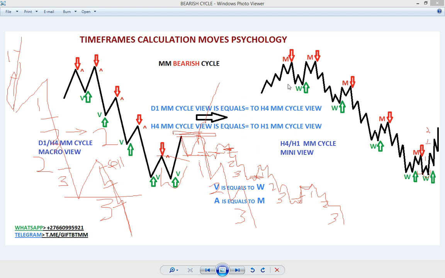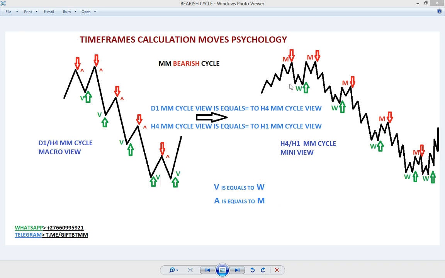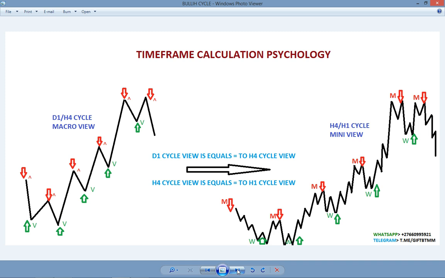Okay, let me clear this out and go to the bullish cycle. It's the same way I explained to you. I just have to cover everything for you guys. Now you see, this is bullish time frame calculation psychology. As I was explaining to you, let me explain this with H4 and H1 so that you may have a clear light.